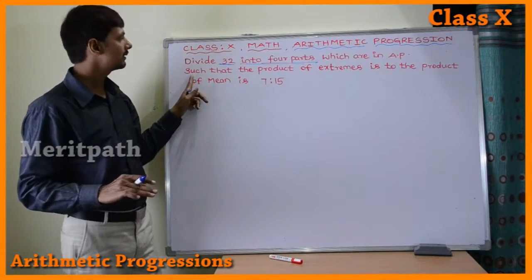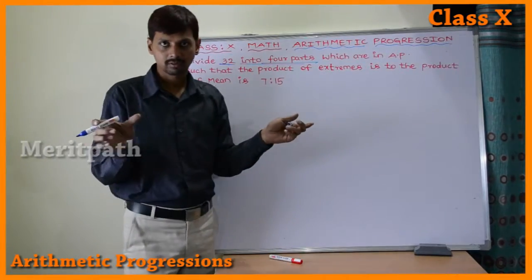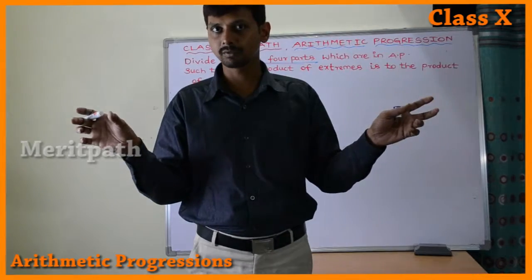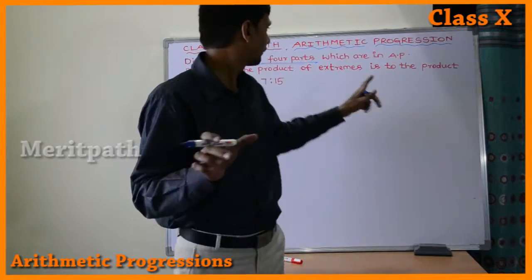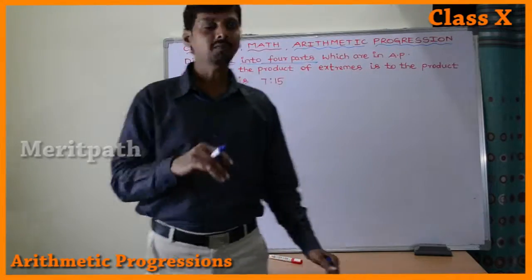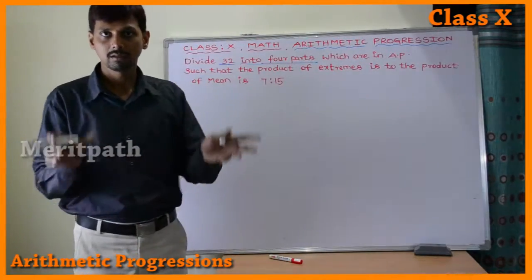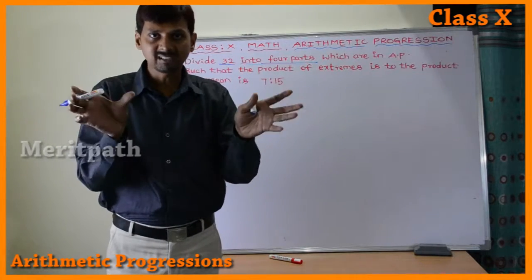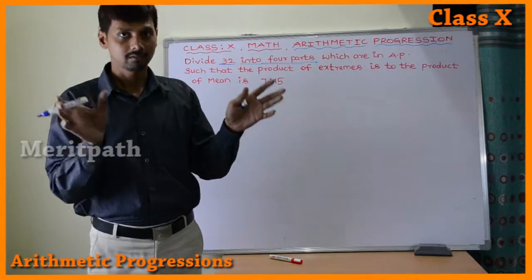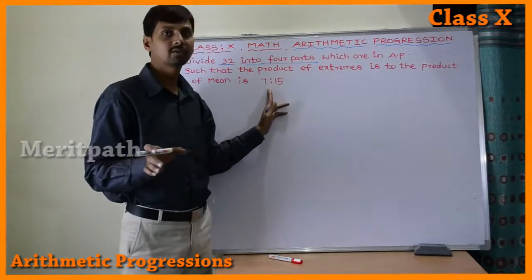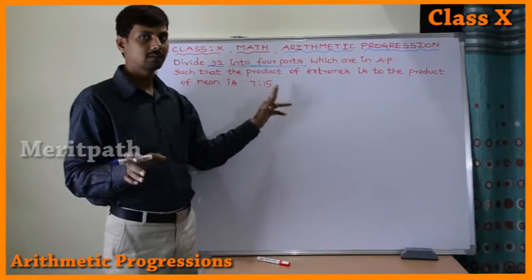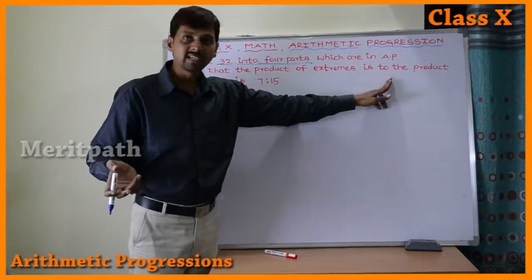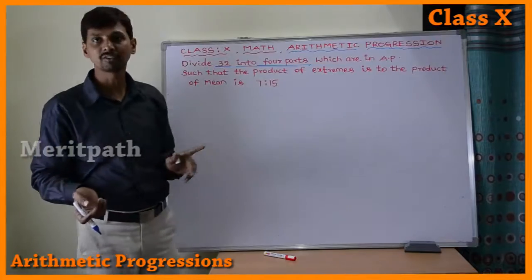Such that the product of extremes, the product of those extreme terms, to the product of means, of the 4 terms we have taken, is 7:15. That is reversely 15:7. So the product of extremes and the product of means is 7:15.